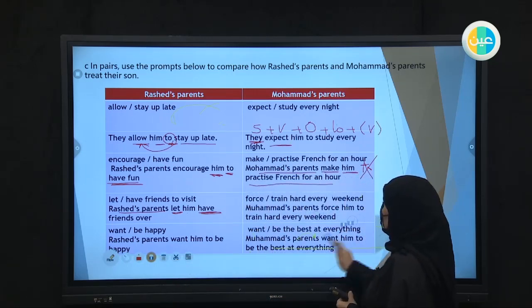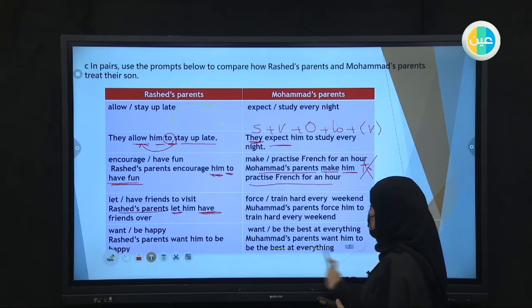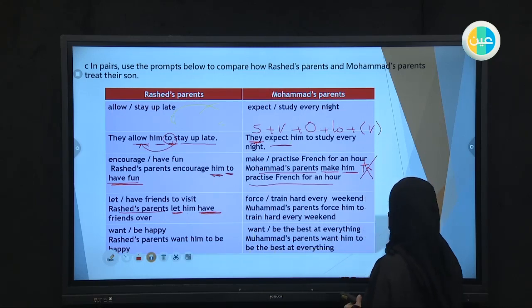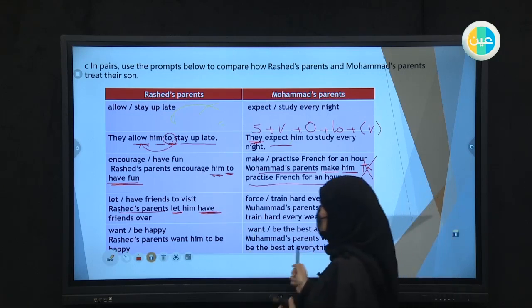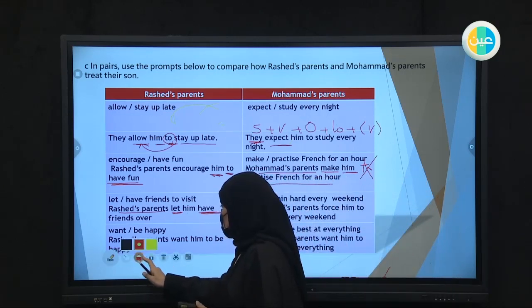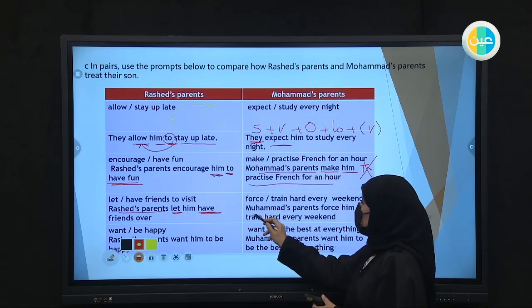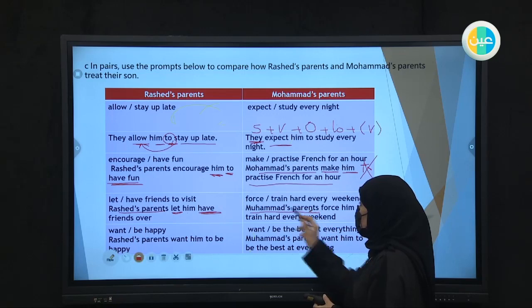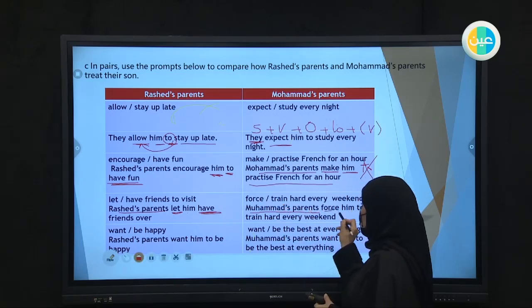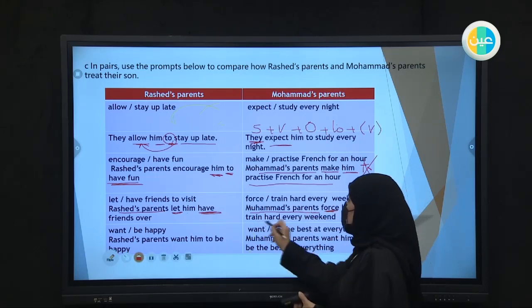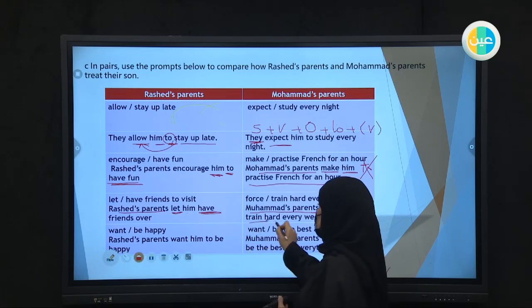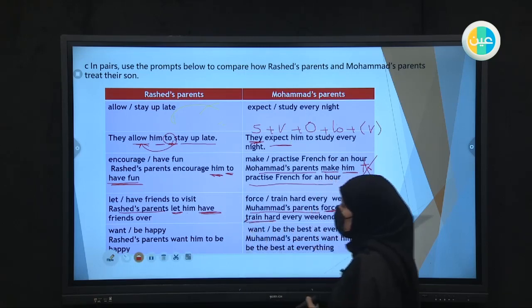The next example, force train hard every week. What do Muhammad's parents force him? What do they ask him to do? So here we have force, Muhammad's parents. الفعل عندك هنا force, mean force him. What comes after force? To train hard every week. Train, so supposed to be in base form.